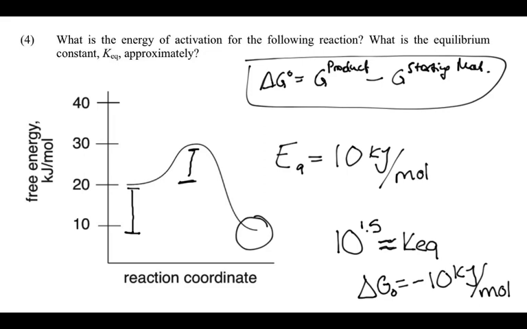And if the delta G0 is minus 12 kilojoules per mole, what's the equilibrium constant? 10 to the second, so 100, right? If the delta G0 is minus 24, then it's 10 to the 4. Does it make sense? Yeah. That's the rule of thumb.